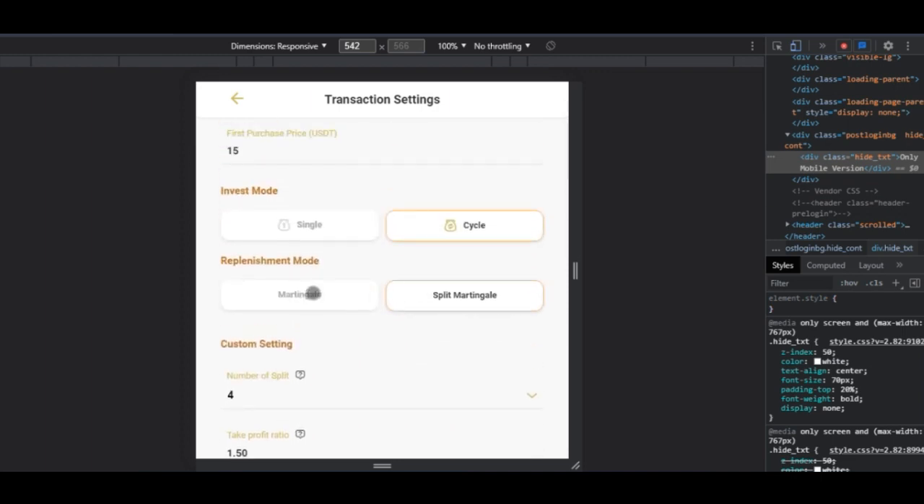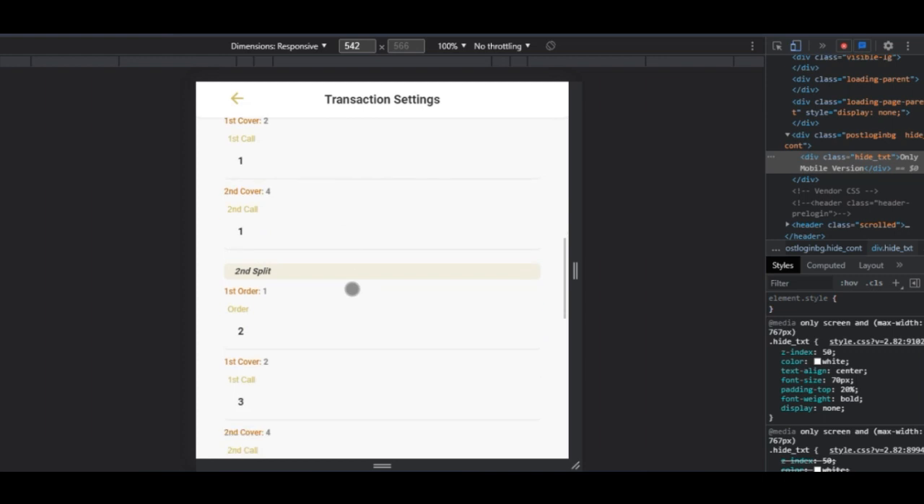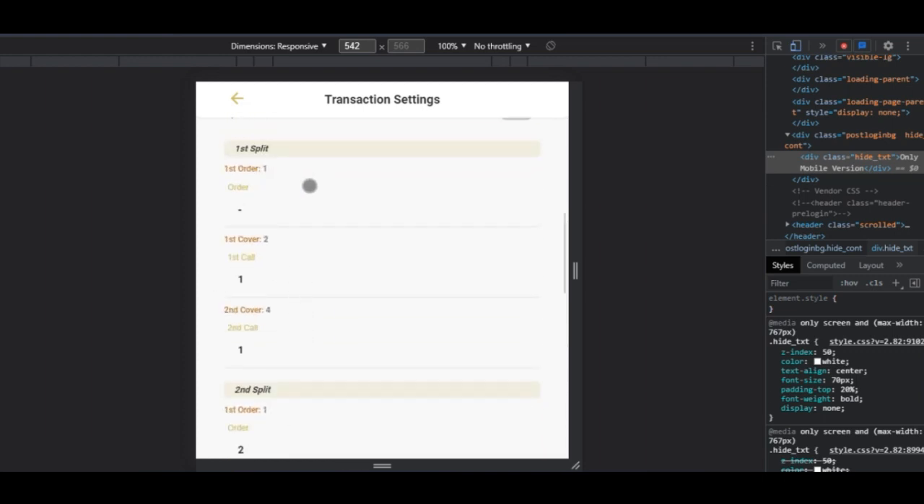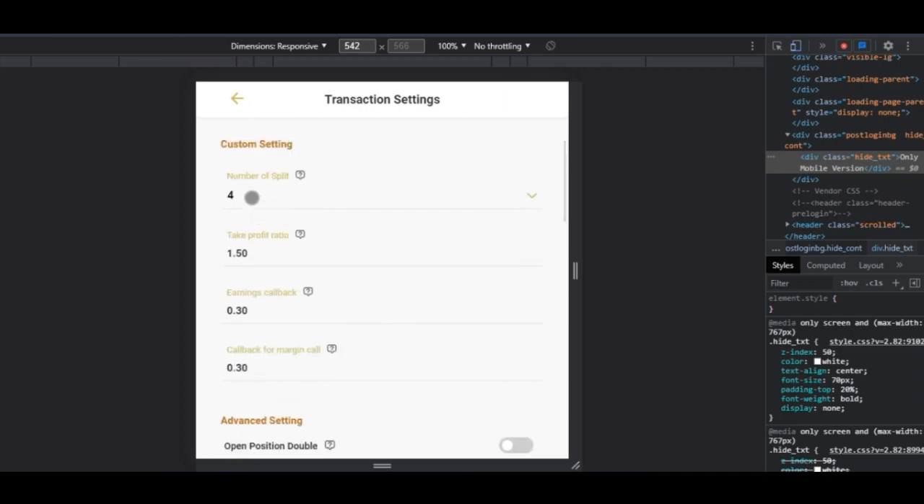When using the Martingale strategy, you don't really need to set the double position on, but here you have the option of setting it on and off. So how much will it actually cost you to cover the first split, the second split, the third split, up to the 10th split, because we have 10 splits here? You can select up to 10. So how much will it cost? That's what we'll be looking at in this chart.